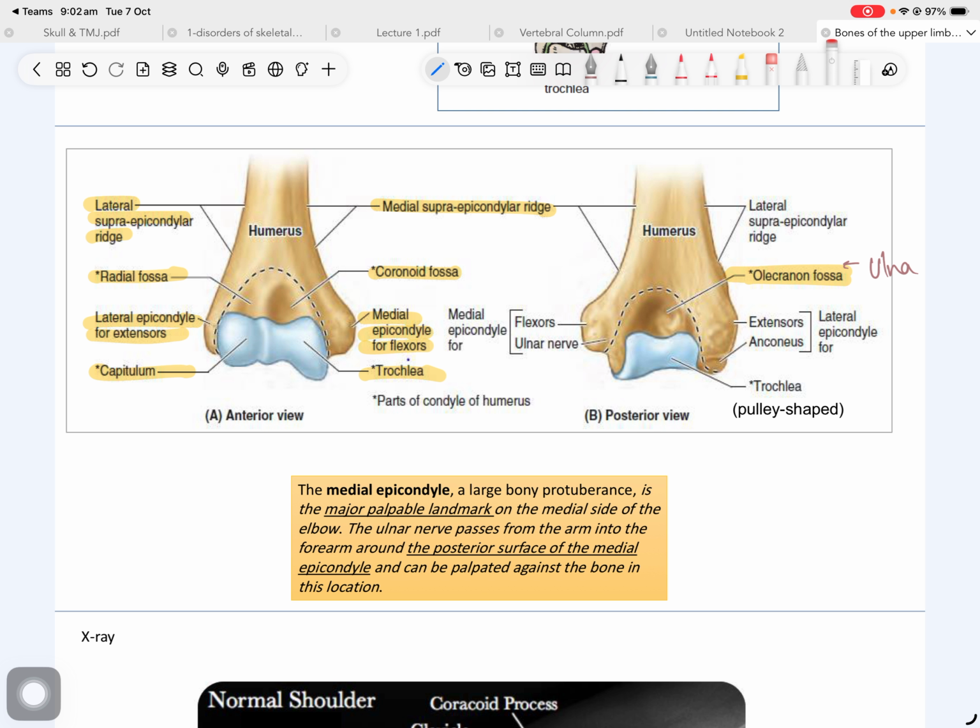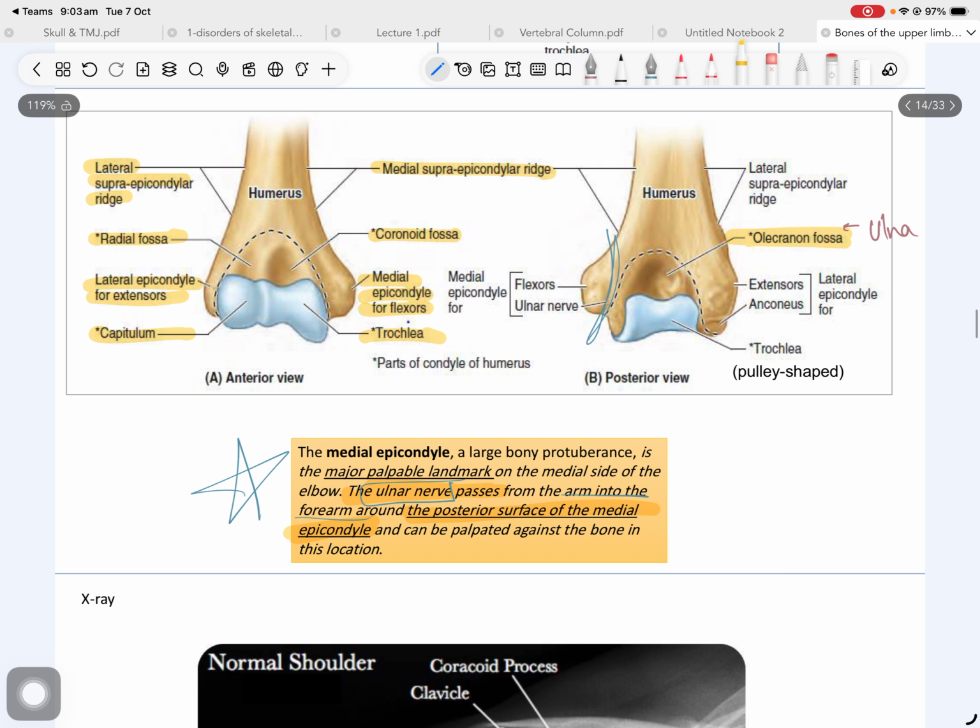A very important structure passes posterior to the medial epicondyle, which is what? The ulnar nerve. Okay? That's why when you hit your elbow like this posteriorly, what do you feel? Like electricity going where? To the hand. Why? Because you hit the ulnar nerve, which passes here behind the medial epicondyle and becomes superficial at this area. So when you hit this area, you can hit the ulnar nerve.